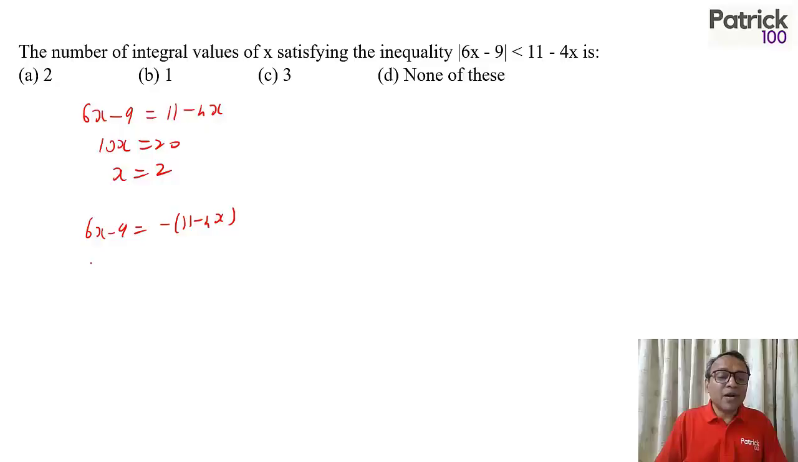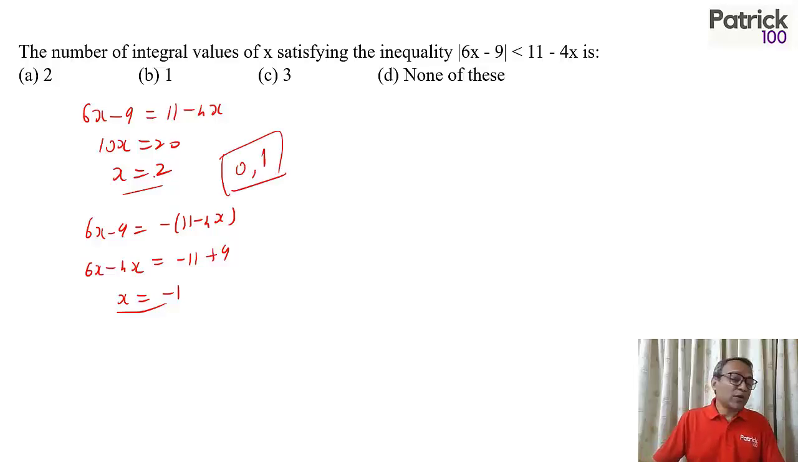If I solve the second part, it becomes 6x minus 4x equal to minus 11 plus 9. If you solve this, 2x equal to minus 2, so you'll get x equal to minus 1. That means at minus 1 and 2 they are equal. So the values that satisfy will lie between those two values. That means 0 and 1 will satisfy the inequality. You can substitute and check. Put 0. You will see this side is 9, this side is 11, so it satisfies. That means between the two values it satisfies. So 2.